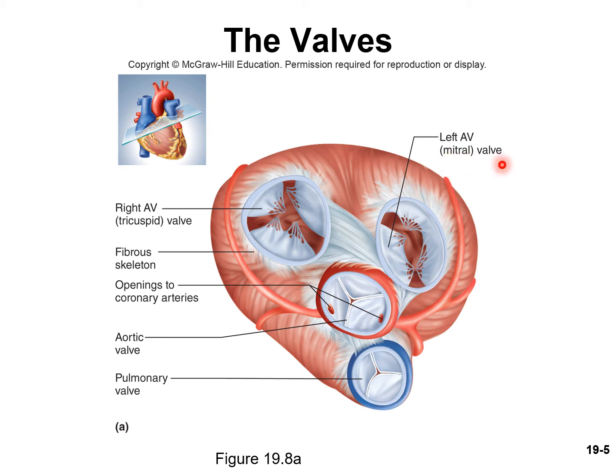Another term for mitral valve is bicuspid valve. This valve is also known as the left AV valve. It's called the AV valve because it is a valve in between the atrium and ventricles. So left atrioventricular valve. So on the right you have the right atrioventricular valve, which we call the tricuspid valve. It has three flaps. That's why we call it the tricuspid valve.